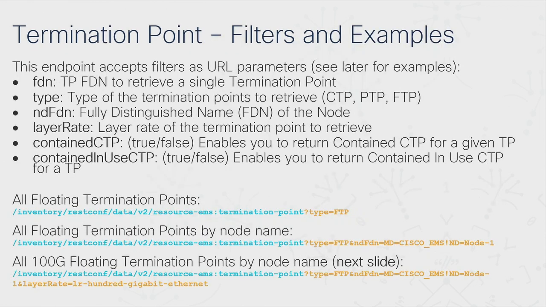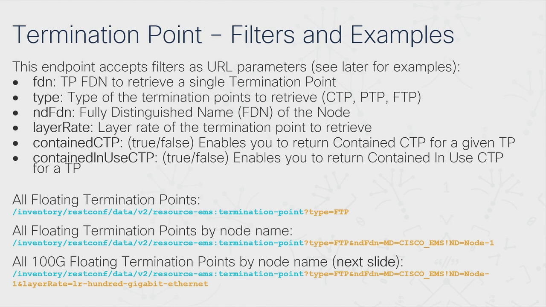Also, in this case, we have the available filters and also examples. You can filter by all floating termination points, or you may filter by all termination points available on a given node, or like the next slide example, filtering on all 10 gig interface available on a given node by adding the layer rate, as you can see from the last line from this slide.